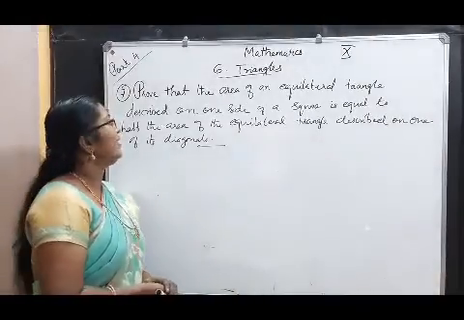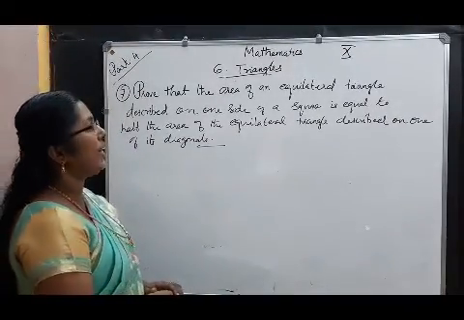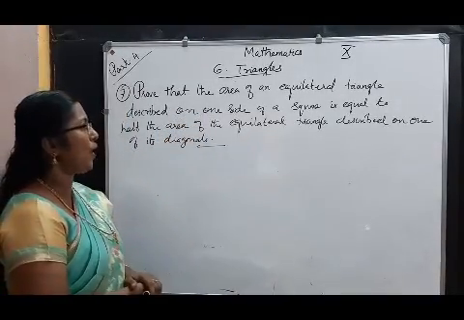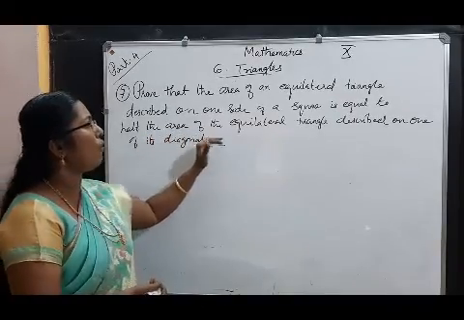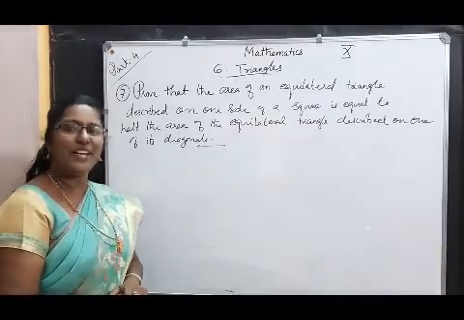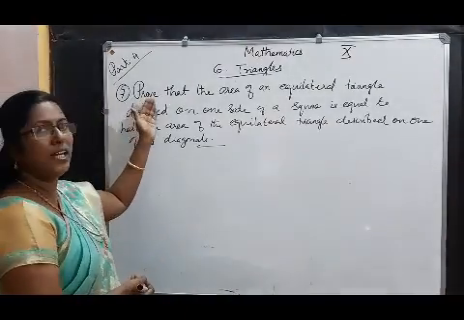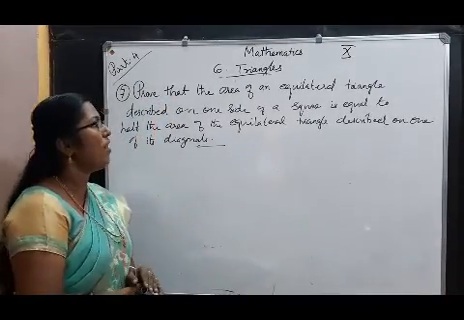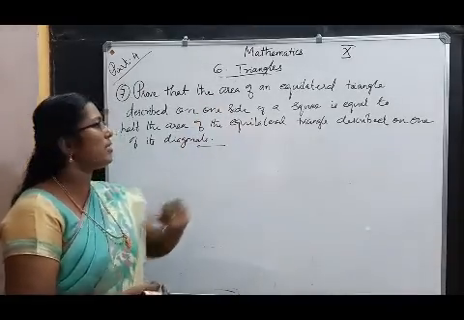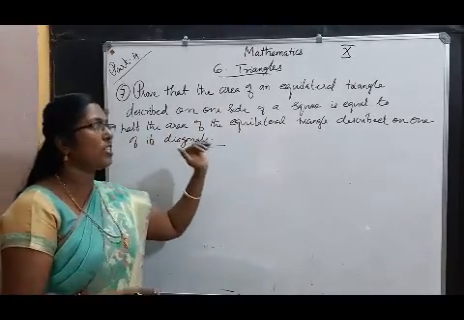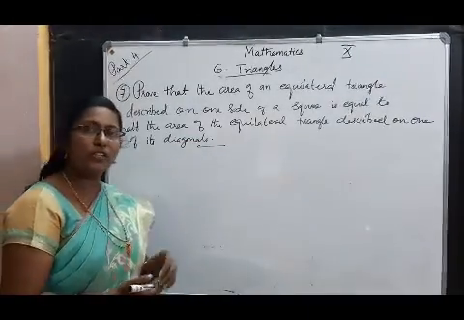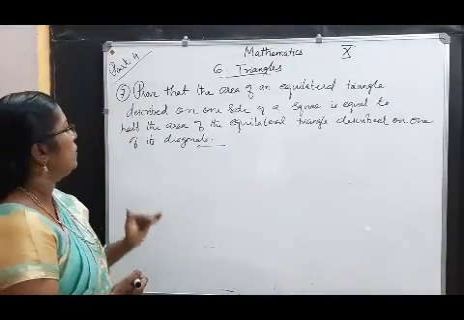Okay. The next question, question number 7. Prove that the area of an equilateral triangle described on one side of a square is equal to half the area of the equilateral triangle described on one of its diagonals. This is an important question. I repeat the question. First of all, read the question carefully and try to draw the figure.